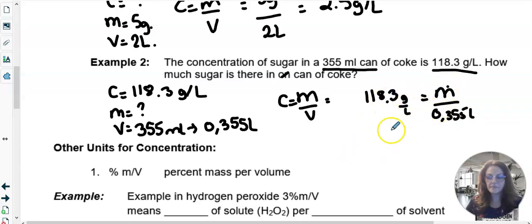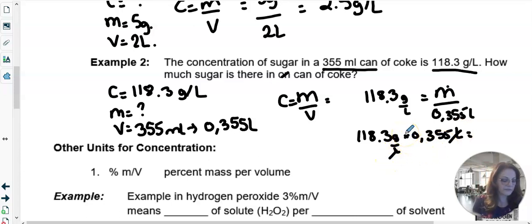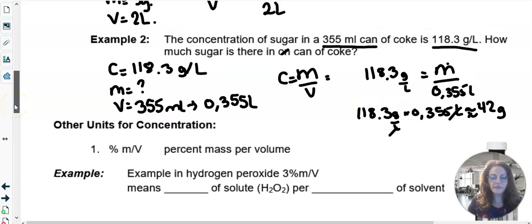So if you want to isolate M, we'll do 118.3 grams per liter times 0.355 liters. The liters cancel, and we end up with, wait for it, let's see if you will get the same answer as me, if you haven't done it already, 118.3 times 0.355. That's roughly 42 grams of sugar. Great, so that's one way of doing concentration, grams per liter.